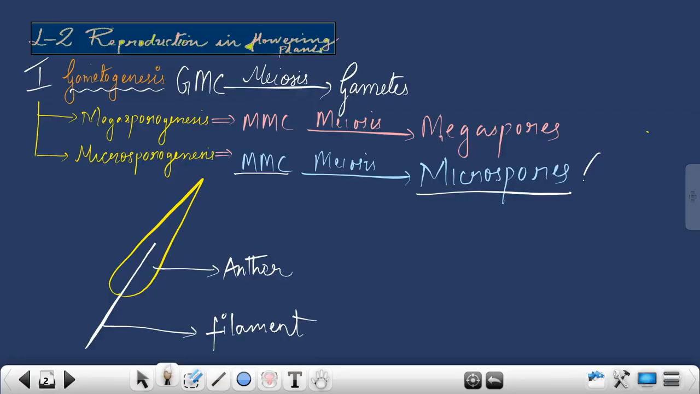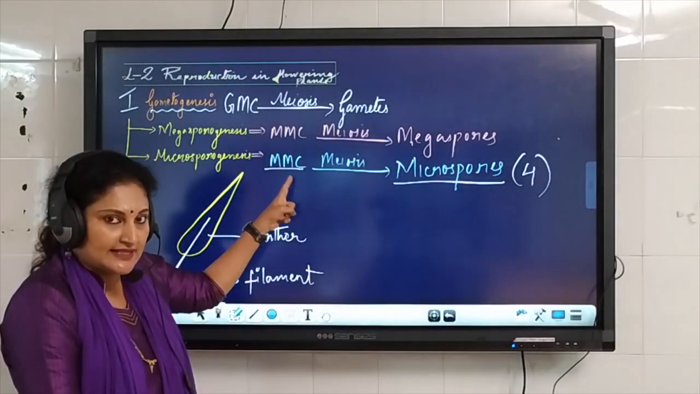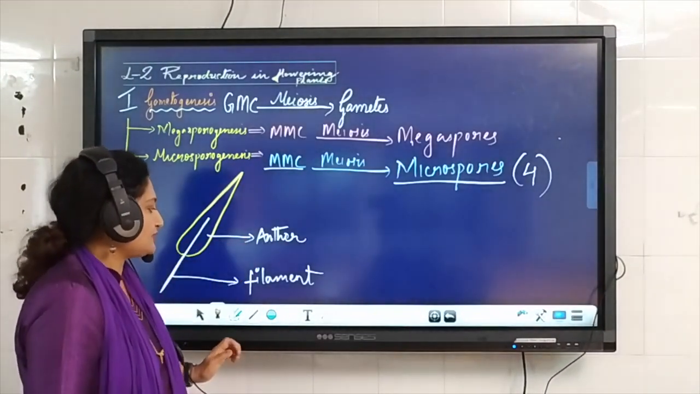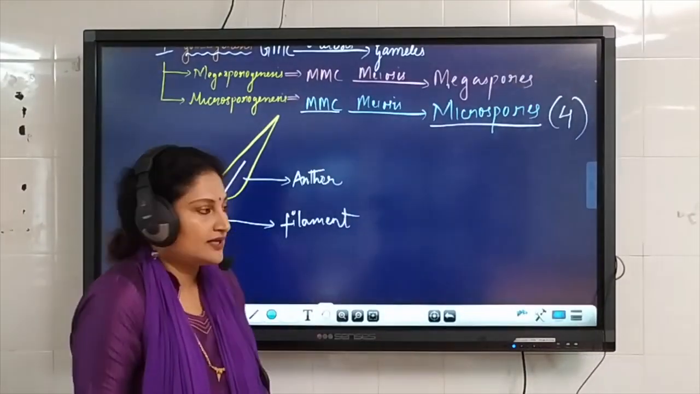And remember, how many microspores are produced? 4 microspores are produced. So once again, what is microsporogenesis? The development of microspores from the microspore mother cells by meiosis. And this happens in the male reproductive organ of the flower, the stamen.